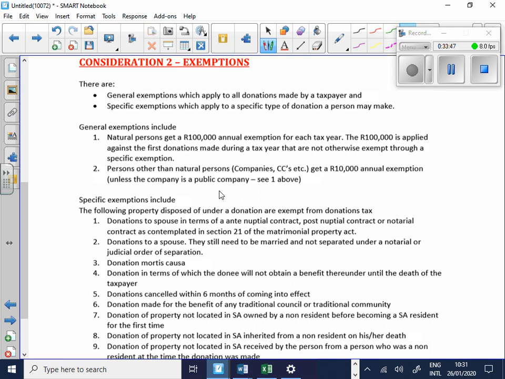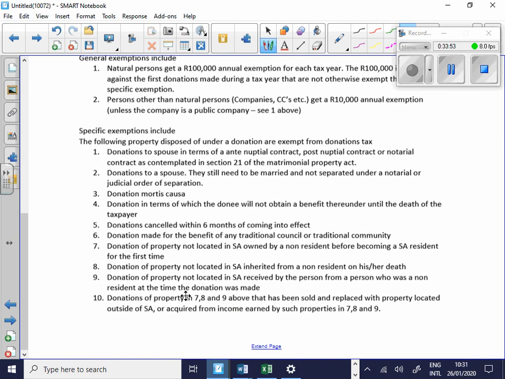Donation of property inherited from a non-resident. Again, it's got to be overseas. So anything you inherit from a non-resident. And then, basically, donation of property received by a person who was a non-resident at the time the donation was made. So the basic principle is anything that is overseas that you get from a non-resident, it's still got to be overseas. Does everybody understand that? So guys, if it is a tangible thing, it's like a desk. If the desk is overseas, you can give it and no donations tax. If you decide to bring the desk to South Africa, you're going to pay donations tax on it. Property's got to be overseas.